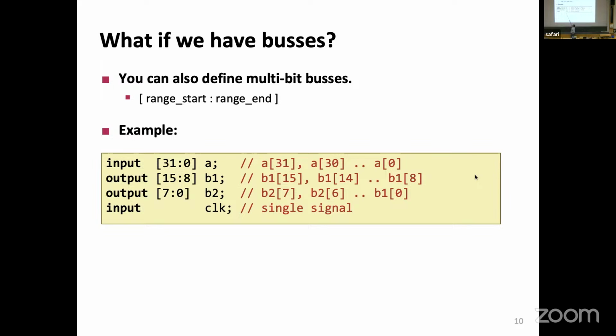They don't have to go down to 0. It can be 15 to 8, or 7 to 0. Or if you leave it out, it's a single bit definition. In case you are wondering, 0 to 0 would also work. It would be a 1-bit definition, but written in a strange way. Good.